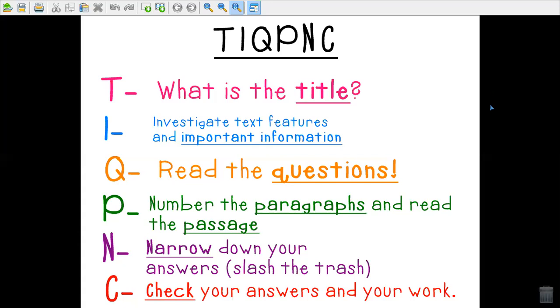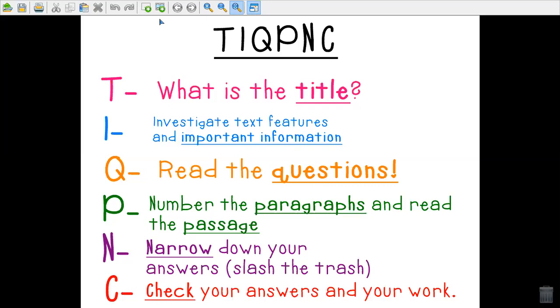If you remember last week, we were doing poetry for language arts and reading time. We introduced poetry and we did the vocabulary for poetry. And you guys got to take a look at some different poems and break them apart. And today, what we're doing for poetry is we're going to be using our same strategies, TIQPNC. I know another class does TIQRN, which is the same thing.